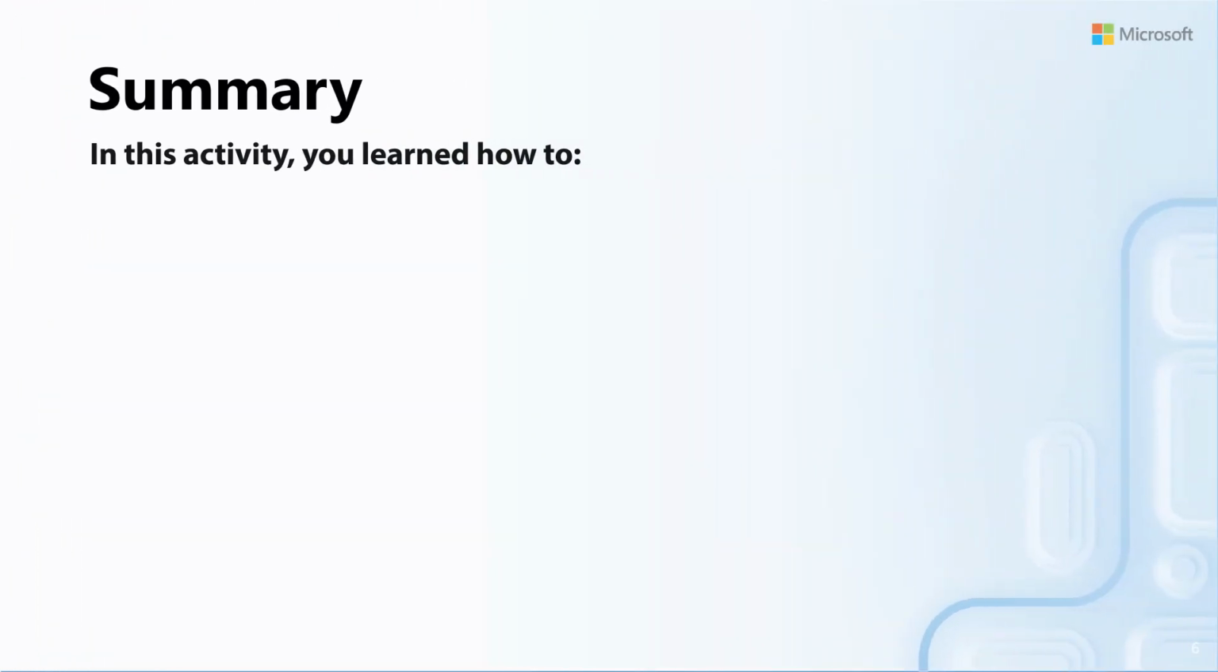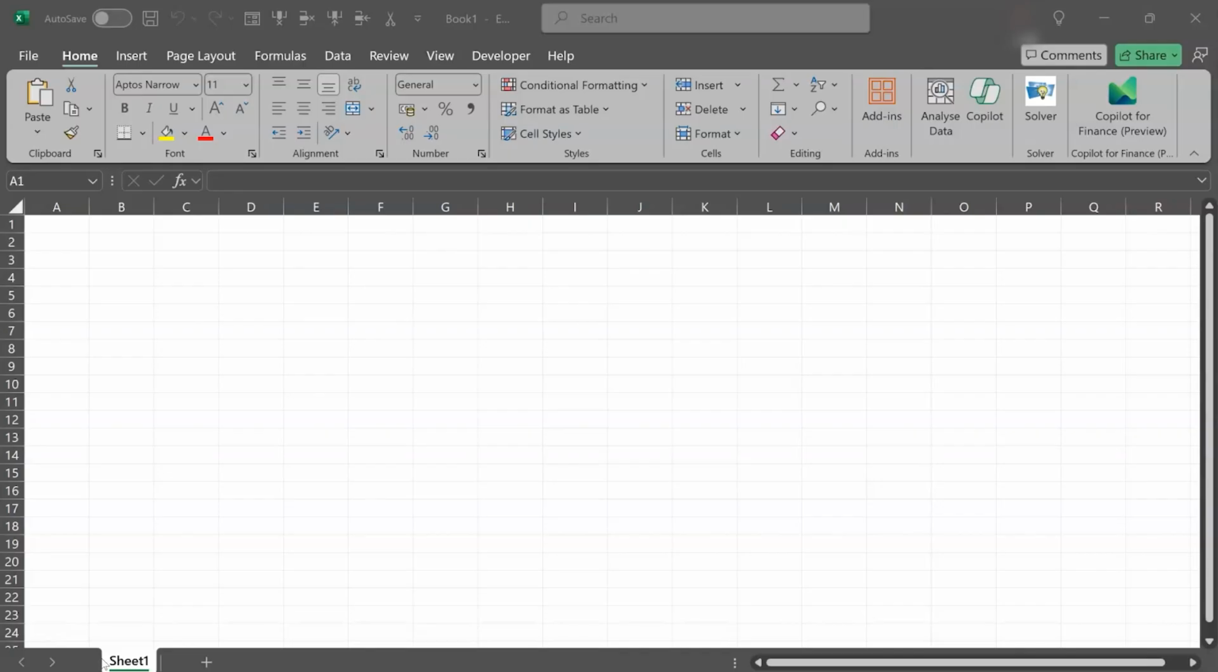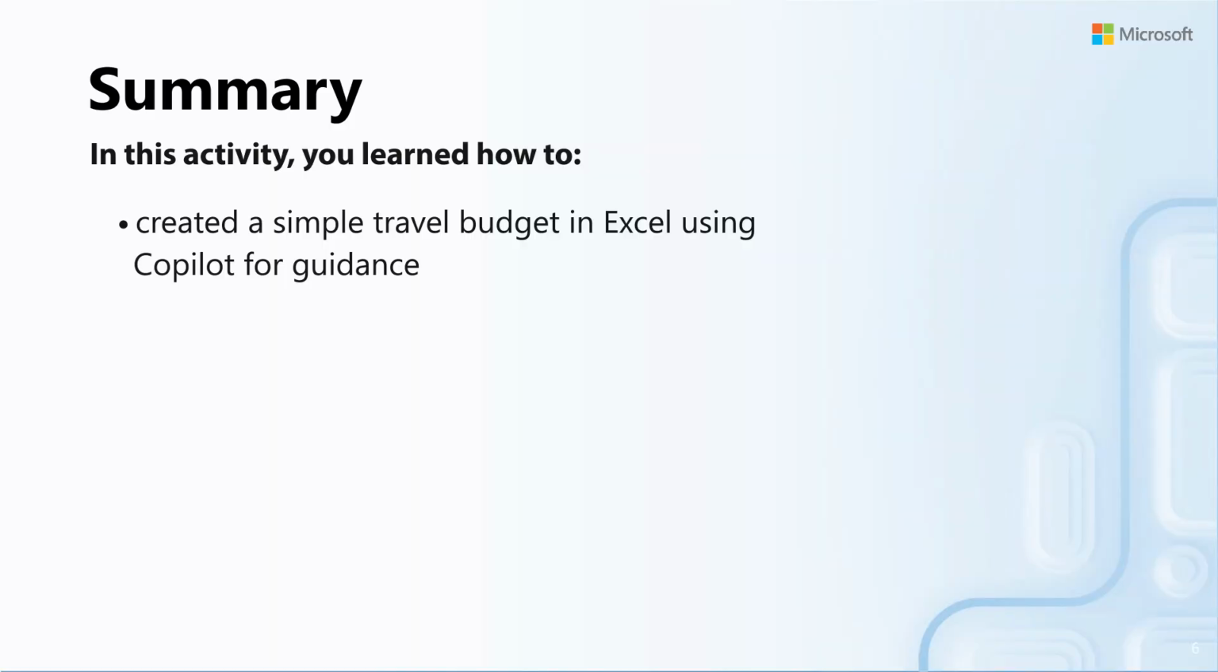Great! Let's recap what we've done. In this activity, you learned how to use Copilot in Excel to create a simple, well-formatted travel budget for planning your next getaway. Imagine you're preparing for a weekend trip and need to account for expenses like transportation, accommodation, meals, entertainment, and miscellaneous costs.